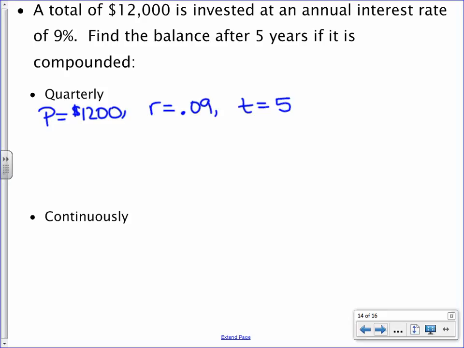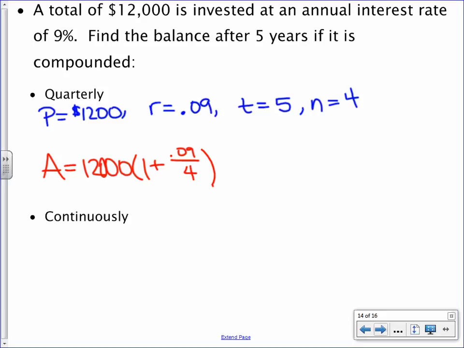And if we're compounded quarterly, what would our N be? Okay, quarterly means 4 times a year. So our amount is going to be the principal times 1 plus the rate over N, 12,000, raised to the 4 times 5 power. So if you're going to put this in your calculator, you can put it like you see it, but you can do 4 times 5 in your head, so I would raise it to the 20th power, okay? If you're not going to do 4 times 5 in your head, then you may have to put 4 times 5 in parentheses, but seriously, just do that in your head, okay?